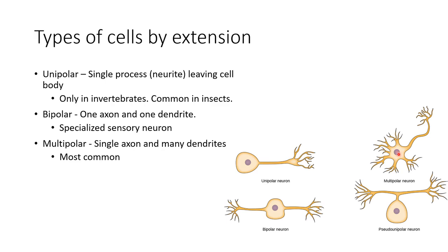And we'll see here it's called multipolar because we have a single axon or single process leaving this side of the cell body, but then we have several dendrites leaving the soma as well.